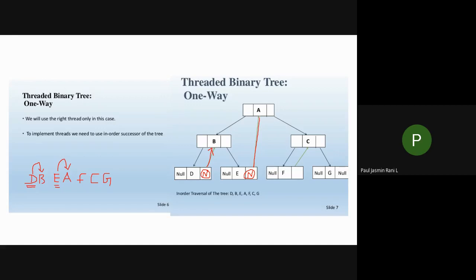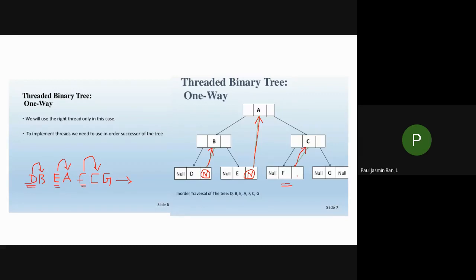So this is how I have to mark it. Similarly, for this F node, the in-order successor is C, so I have to mark it as C. Similarly, for this G node, I don't have any other in-order successor. Therefore, I have to keep the null as it is. So this is how I have to fill the right child of the one-way threaded binary tree.